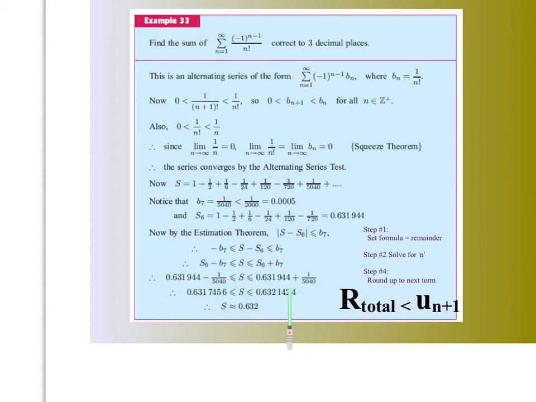So it's pretty close. It's within 3 decimal places of the actual sum. So that's what your estimation theorem will do for you. It'll allow you to set up an inequality and find a very close estimation of what your infinite sum would be.